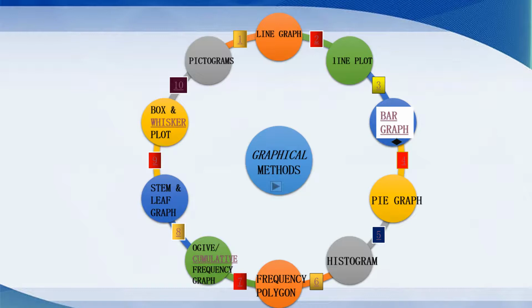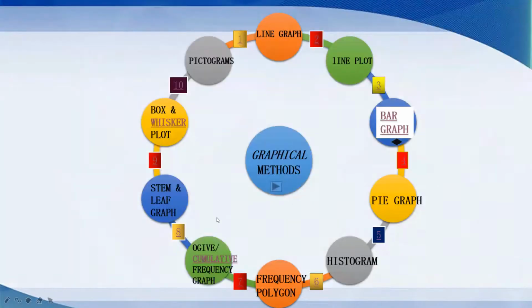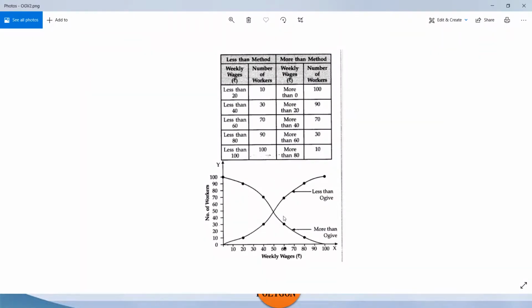Here I took a small data: weekly wages and the number of workers. 0 to 20, 10 workers are there. 20 to 40, 20 workers are there, and so on. This is the data I took, and after plotting an ogive curve, this is the final output I got. Here I want to explain what the less than method and more than method are, and how to find the less than cumulative frequencies and more than cumulative frequencies.